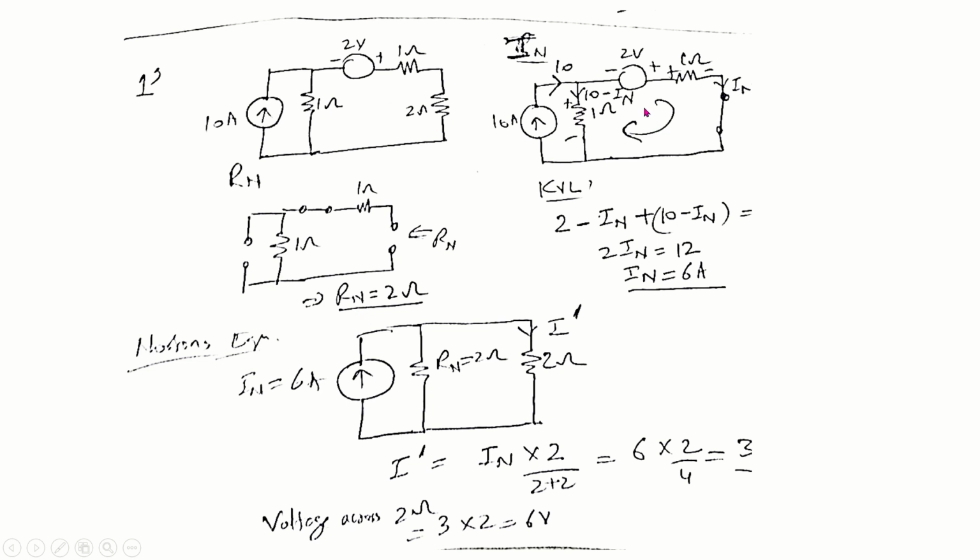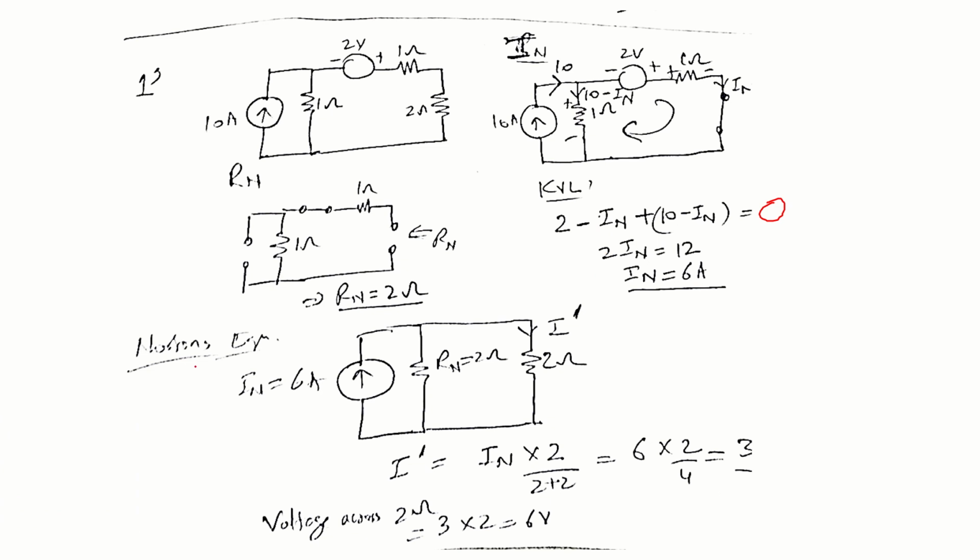Now to find Norton's equivalent current, we reconnect all the sources back to the circuit, and the terminals where this 2 ohm resistor was removed are short circuited now. We find the current that flows through this short circuit, which will give us In. If we apply KVL to this loop, we get 2 minus In plus 10 minus In equal to 0. The 0 had been left out here, so let me write this. So this should be 0, and solving this gives us 2 In equal to 12, or In equal to 6 amperes.